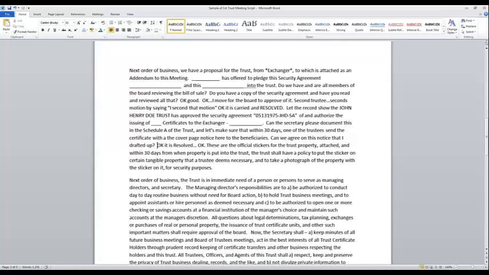You can even put that into the envelope and write out the envelope ready to mail it out, but there's no need to mail that out right away. You can mail it out within 30, 60 days, something like that, after the meeting, to send the beneficiaries their certificate and the cover page. So, okay, it is resolved, and then you've got the official identifying stickers that you could put on the trust property to identify it, and within 30 days, any other property that's put into the trust can be tagged as trust property.